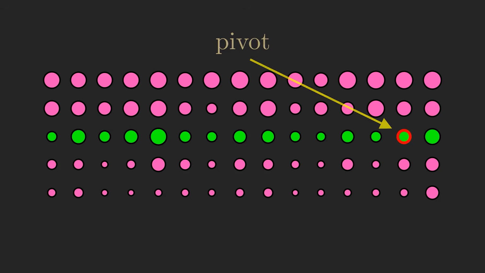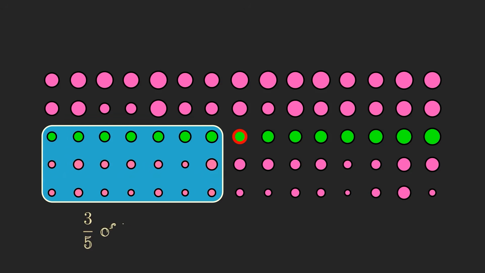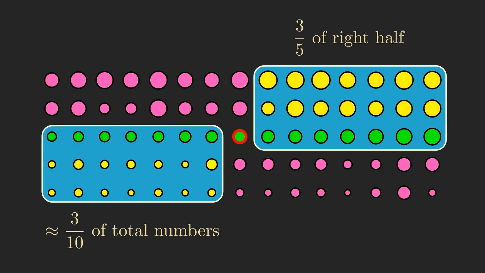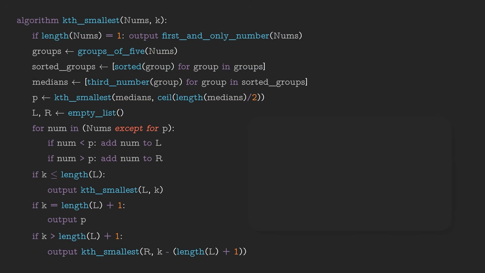We'll now revisualize the dots so that the medians of each column, shown in green, are sorted from left to right, and we can see that the median of medians is now greater than 3/5 of the numbers on the left, 3/10 of the numbers in total, and it's less than 3/5 of the numbers on the right, also 3/10 of the numbers in total. Now let's figure out the running time of this algorithm just like we did before.